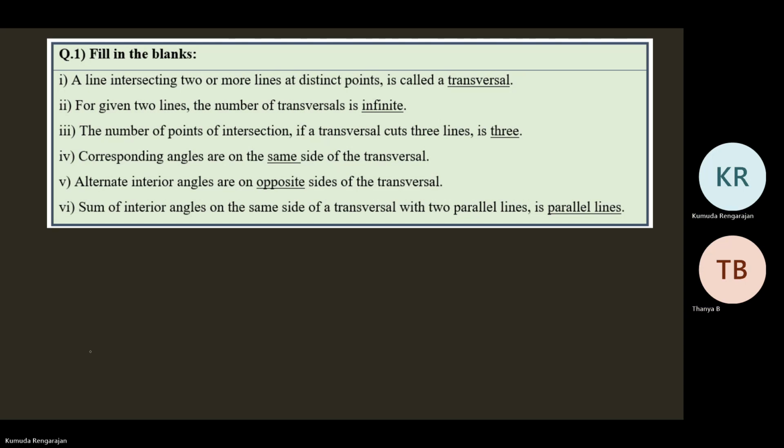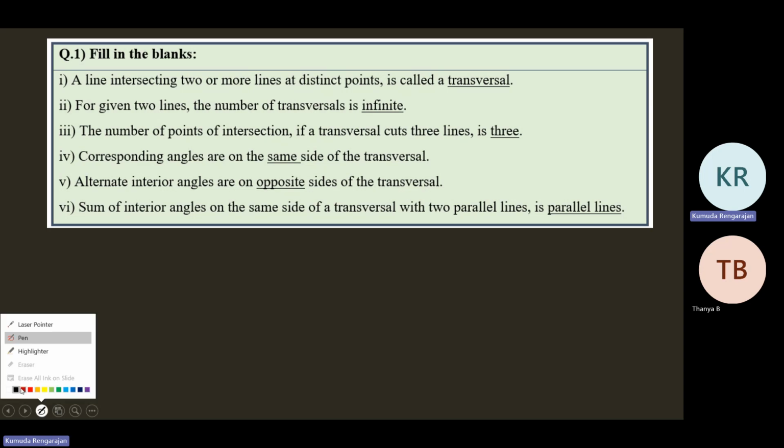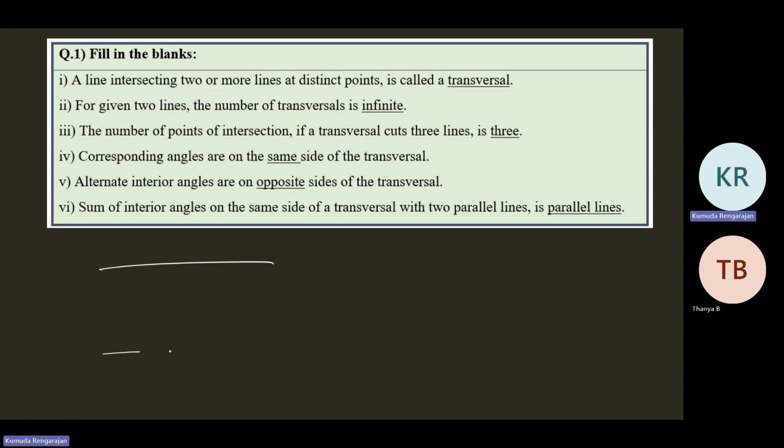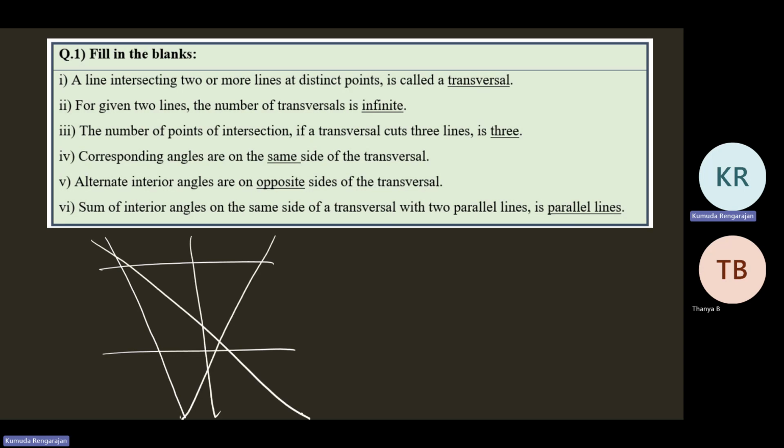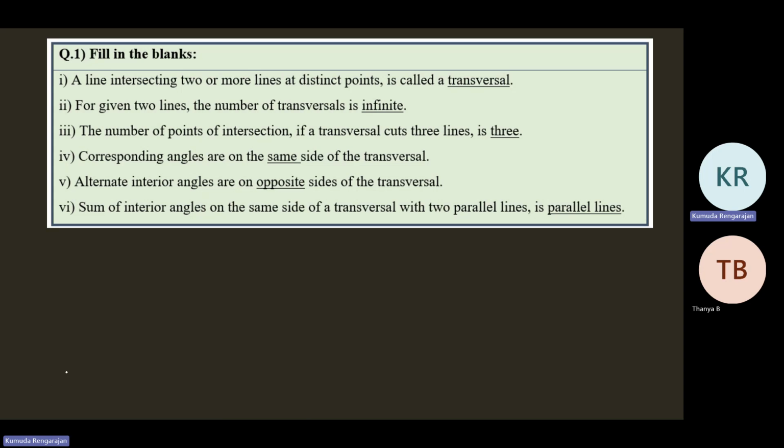For given two lines, the number of transversals is infinite. When you have two lines, you can draw many transversals. You can draw a transversal like this, like this, like this. So many transversals we can draw.